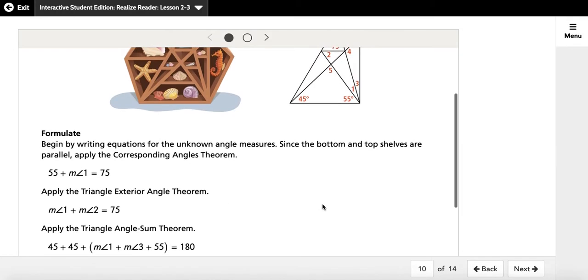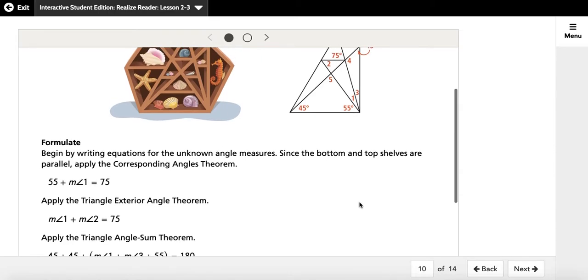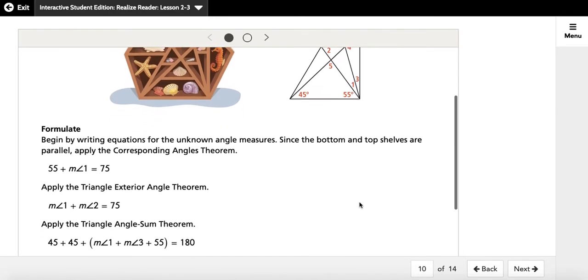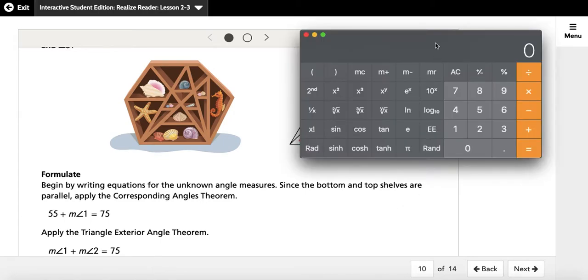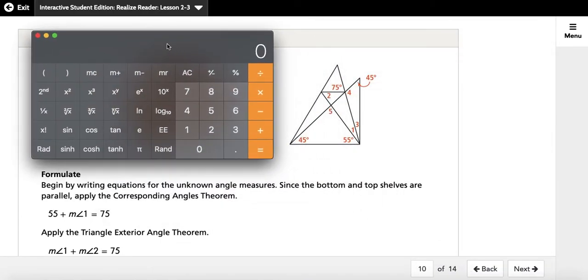Now, I might get a little lost in this one. 45, 45, 1, 3, and 55. Holy smokes, they all add up to 180. So where's the 45? Here's a 45. Here's the other 45. So the 45, 45, and then all of these have to add up to 180. There we go, they all add up to 180.